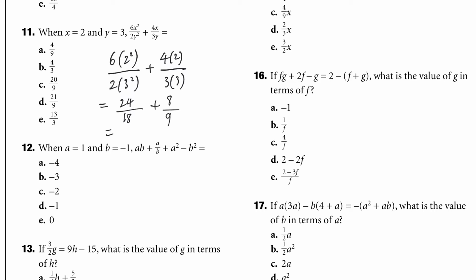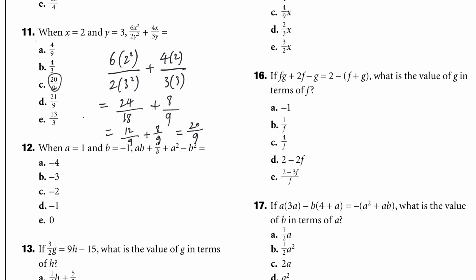I'm going to reduce the first fraction by dividing the top and bottom by 2. So 24 divided by 2 is 12. So this fraction is equivalent to 12 over 9. Why did I do that? Because that gets me the common denominator. And since the denominators are the same, I can add the top numbers together. So the answer is 20 over 9, C.